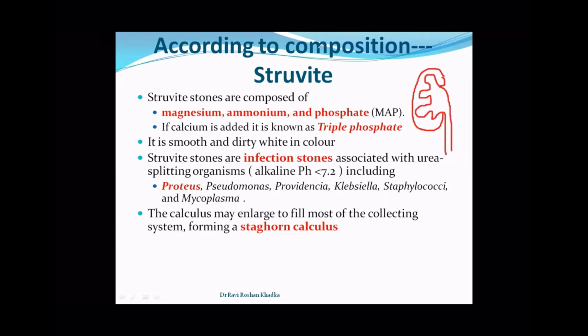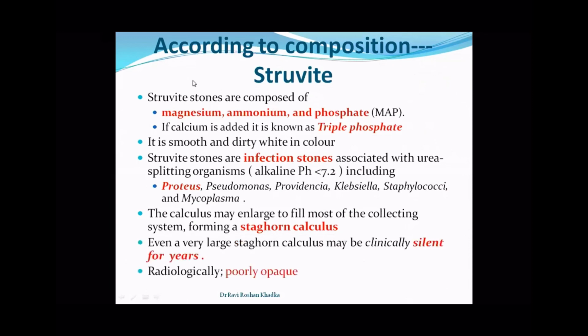That is, when the struvite stone covers the pelvicalyceal system and forms the branching stone that looks like a horn of deer, then it is known as staghorn stone. Okay, staghorn stone. So struvite stone is the most common type of staghorn stone. Other crystals can also form staghorn stone, but struvite is the most common chemical composition of staghorn stone. It can fill the calyceal system slowly and slowly, and can form the staghorn stone.